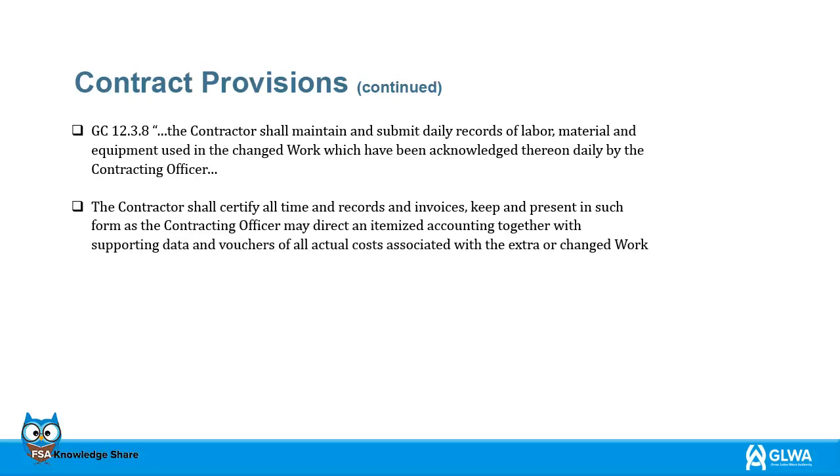GC 12.3.8. The contractor shall maintain and submit daily records of labor, material and equipment used in the changed work, which have been acknowledged thereon daily by the contracting officer. The contractor shall certify all time and records and invoices. Keep and present in such form as the contracting officer may direct itemized accounting together with supporting data and vouchers of all actual costs associated with the extra or changed work.